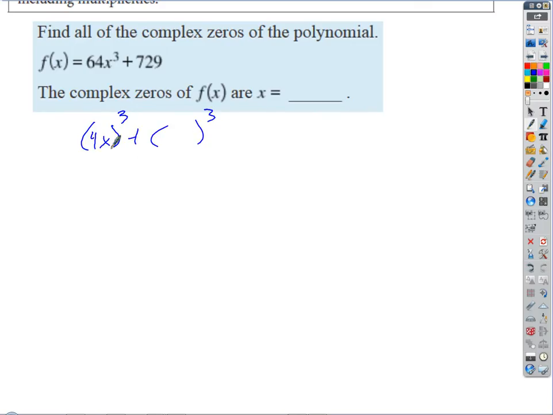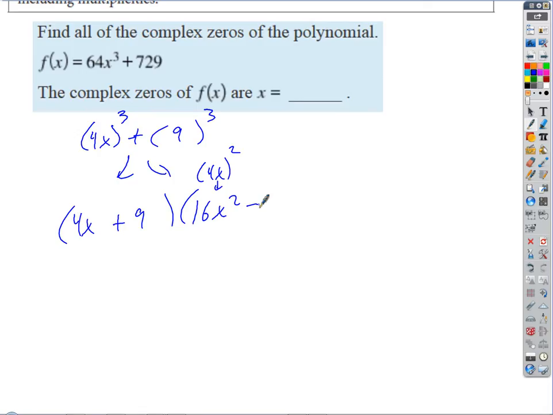4x. Second? 9. Okay, and then we'll just use the sum of cubes pattern, right? So that's going to split into A plus B times, what's A squared going to be? 16x squared, good, and that's the quantity 4x squared, right? Minus, what? AB, which is 36x, plus 81. Okay, good.